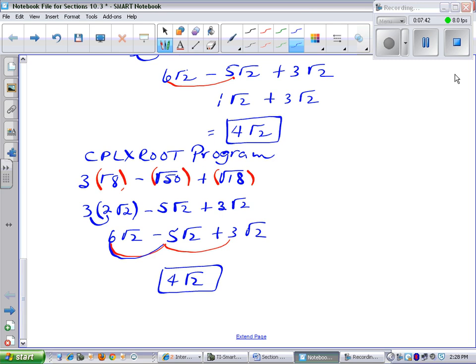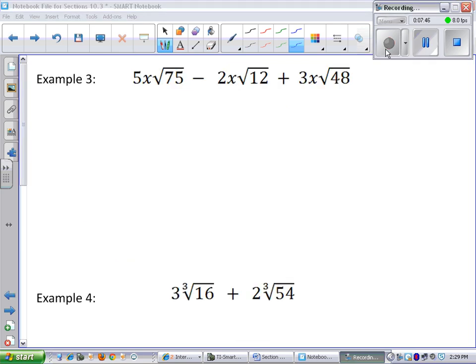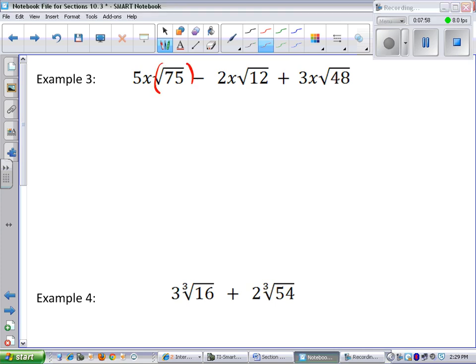So the program does eliminate one big step. I will be using that program to complete the rest of the problems. If you do not have the program, you will have to do it by the first method that I showed you. I'm going to be using the program to simplify the square root of 75 and the square root of 12 and the square root of 48.